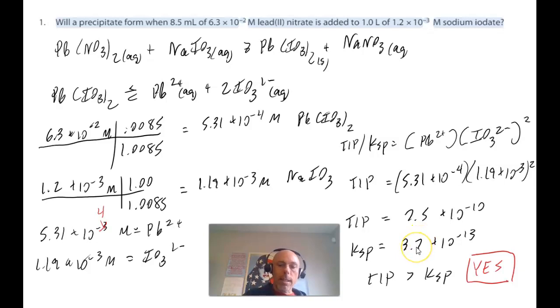And if I compare that to the Ksp value on the table in section 4.3, which is 3.7 times 10 to the minus 13, I see that TIP is greater than Ksp. That means that the solution is in fact saturated. We've exceeded the maximum ion product that can occur for this substance. So yes, it is saturated, and a precipitate will form under these conditions.